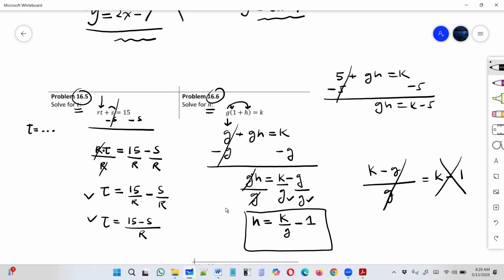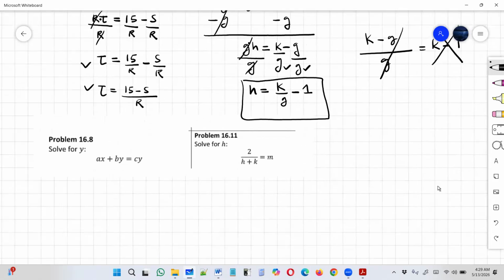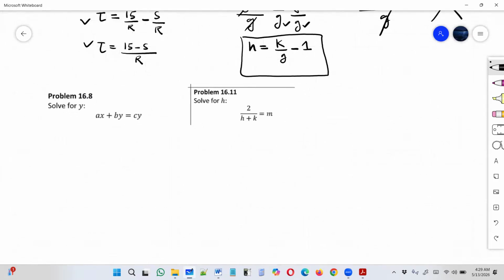All right. The next set of examples are probably a little bit more involved. So let's first do 16.11. Again, we're solving for h.